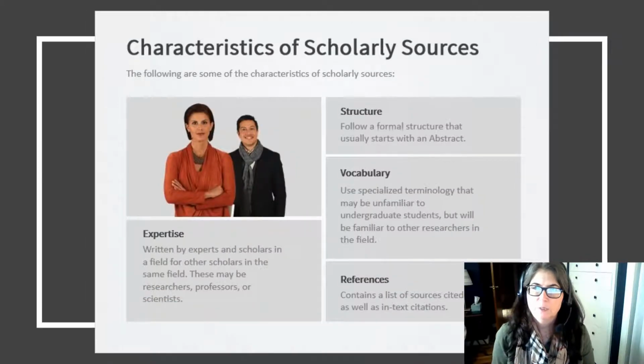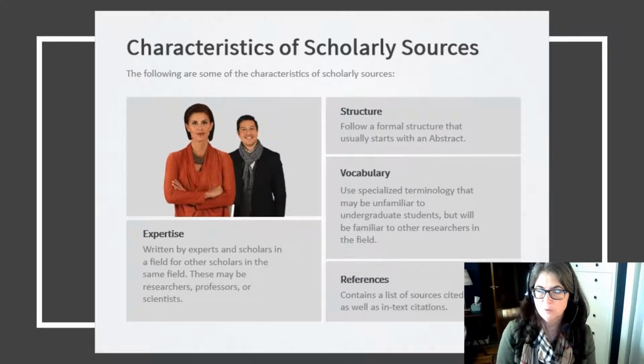The next thing that you need to know are some of the characteristics of scholarly sources. This is going to help you to identify scholarly sources. When you're looking at something and you're trying to decide, does this meet the requirement of my professor that the source be scholarly? These are the types of things that you should be thinking about. So expertise, this is the first thing.